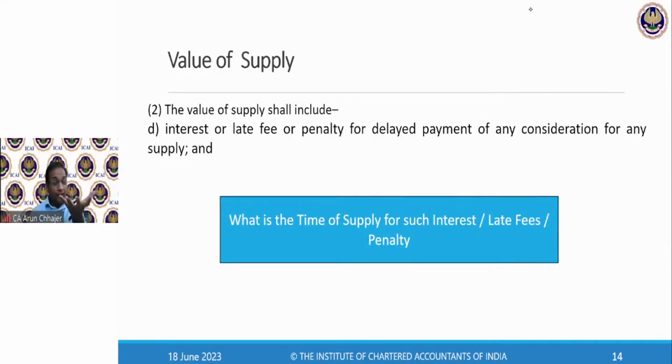So again, the concept is the same. Composite supply concept. Why are we adding such addition in the value? Because of 15(2) clause D. What rate of taxes would be applied? The same, which is applicable to the rate of goods or services, if it is a composite supply.